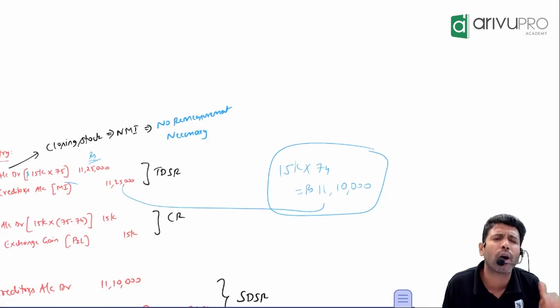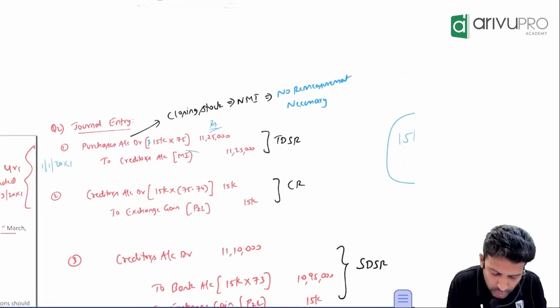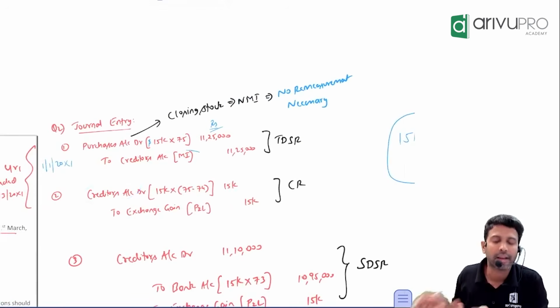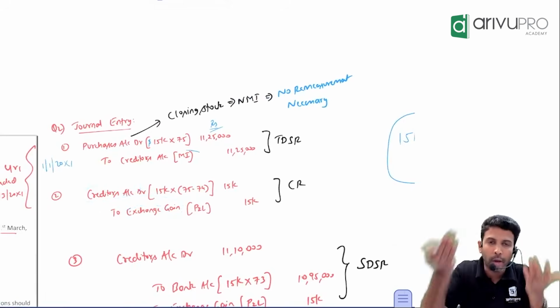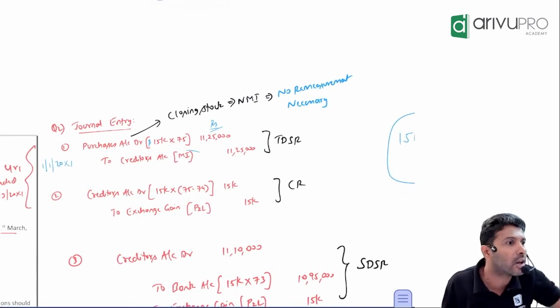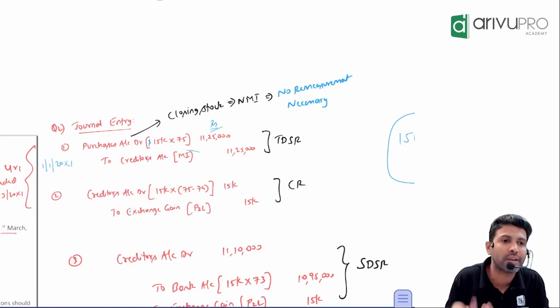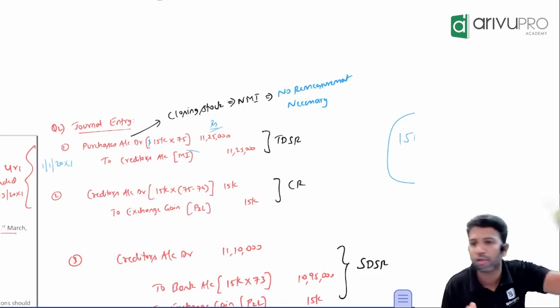Credit balance. How do you reduce it? Debit. That means you will debit the creditors, and credit what? The nominal account rule says debit all expenses, credit all gains. If you're crediting something, obviously it has to be a forex gain. That way also you can decode.